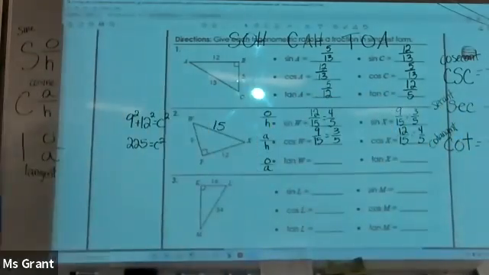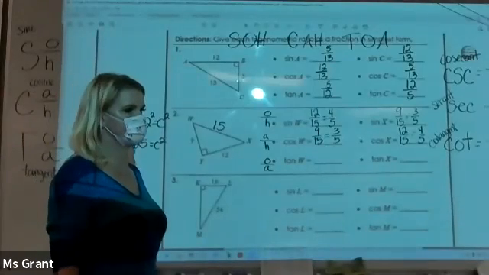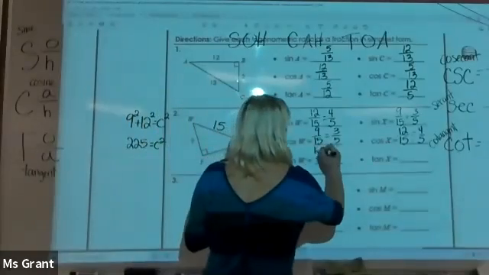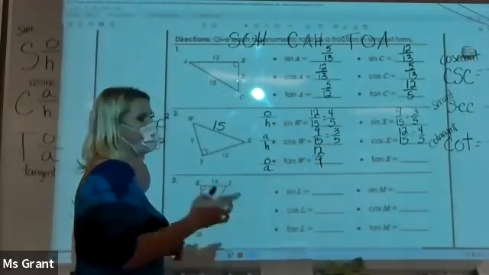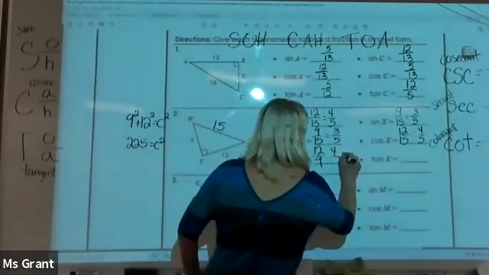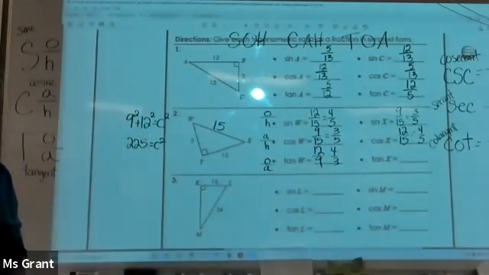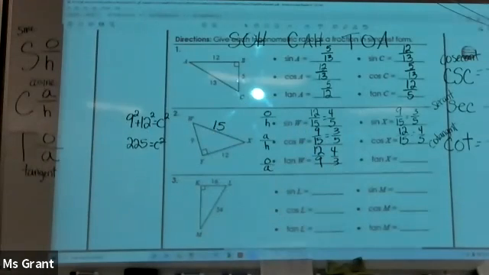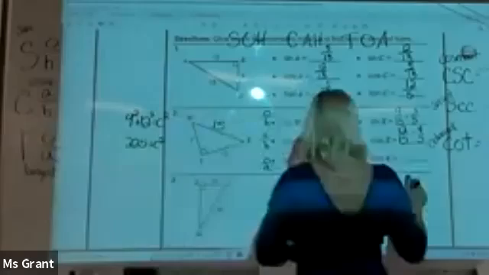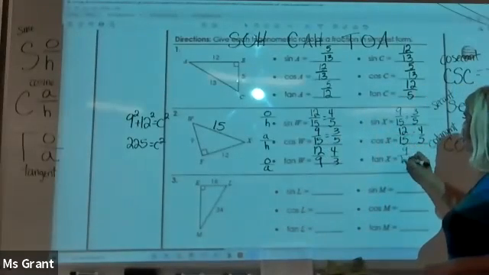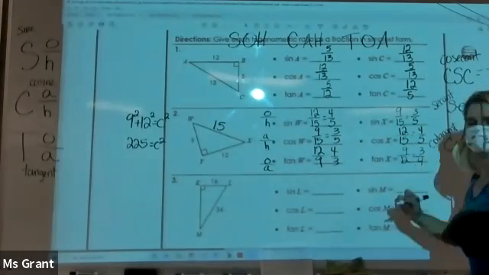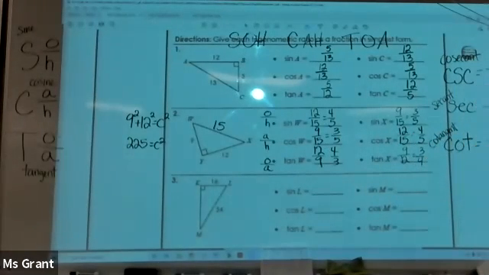Tangent now. Tangent of angle W, someone? 4 over 3. So you had 12 over 9. That, you're right, is 4/3. And tangent of angle X. 9 over 12? 9 over 12. Correct. 3/4. Very good.